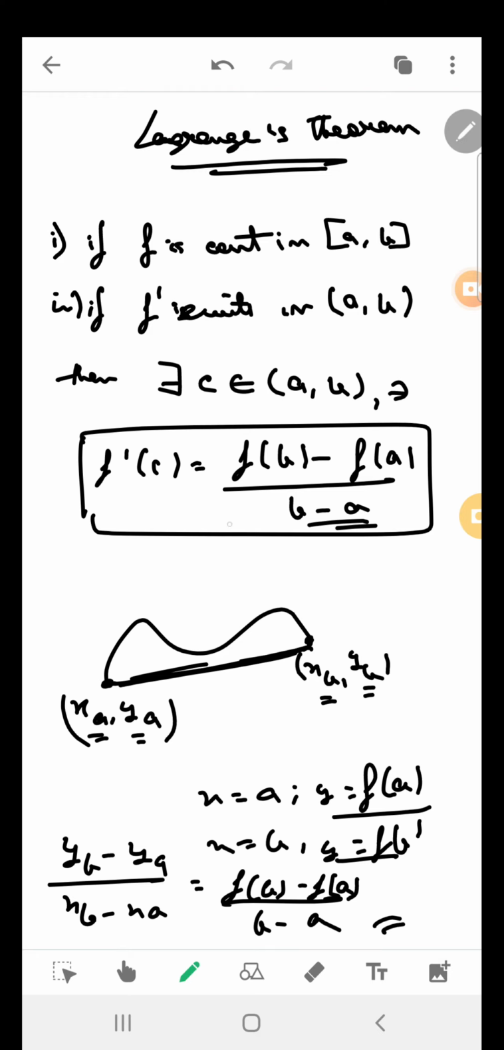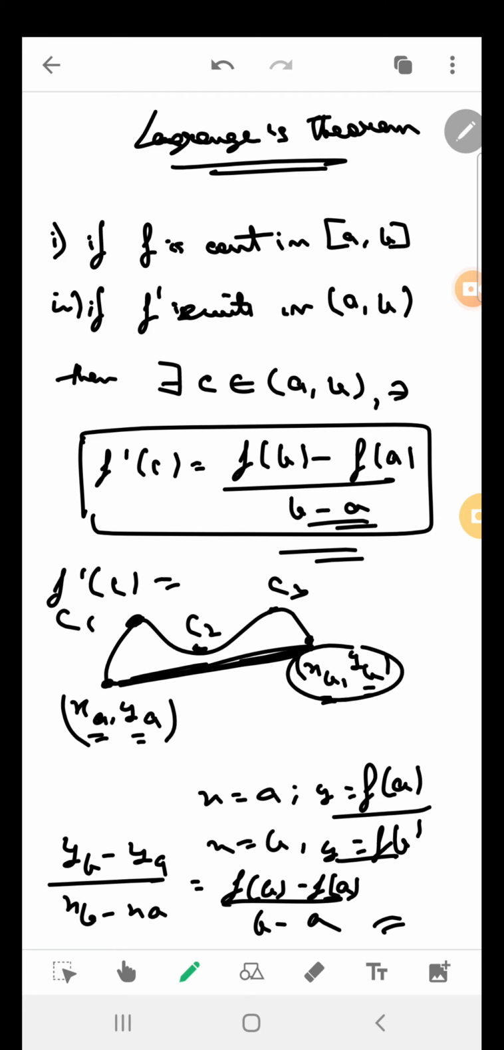Clear? So basically this is giving you the significance of the derivative, that is, there exists some point c such that f dash c gives you the slope. This is actually the slope of the tangent. See, if this point is say c1, this point is say c2, this point is say c3. Whatever the slope of this particular line joining the starting and the final point of the curve, at these points the tangents will have the same slope. Clear? Got it?